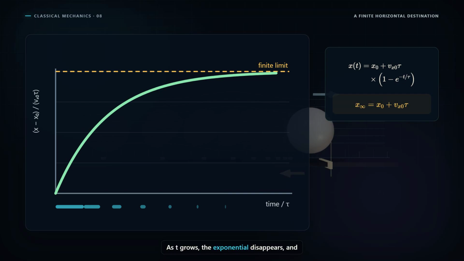As t grows, the exponential disappears, and x approaches x0 plus vx0 tau. If x0 is 0, the limiting distance is vx0 tau. The sphere does not strike an invisible wall, and the mathematics does not abruptly stop it. It keeps creeping forward while its remaining speed and remaining distance both shrink exponentially. Linear drag turns an endless approach in time into a finite horizontal destination.